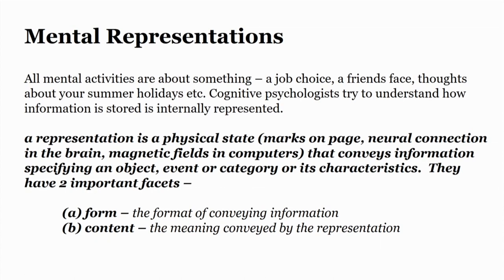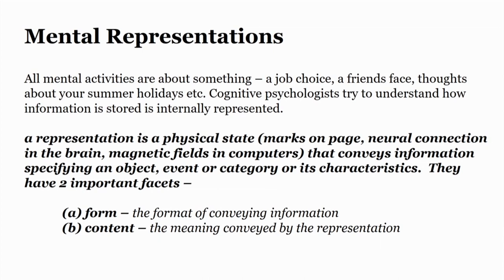So, generally what is a mental representation? A mental representation is basically a physical state that conveys information specifying an object, event or category or its characteristics. In terms of paper and pen, a mental representation would be the ink which writes a particular letter, the way the particular letter is written. In terms of the brain, it could be the neural connections which lead to a particular kind of network connection, a particular kind of mental state that is generated, or in terms of computers it could be a particular kind of magnetic field. So, a mental representation is basically the way something is stored.